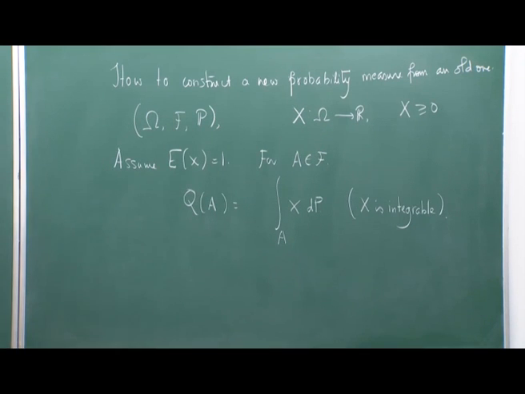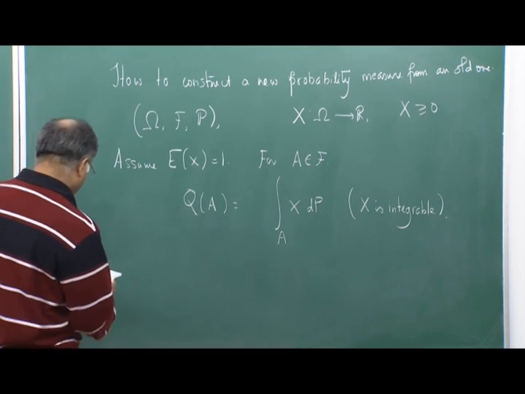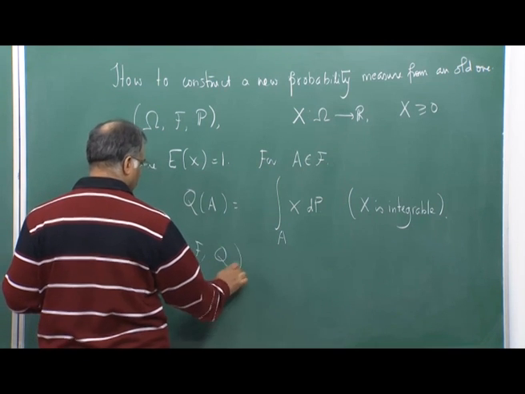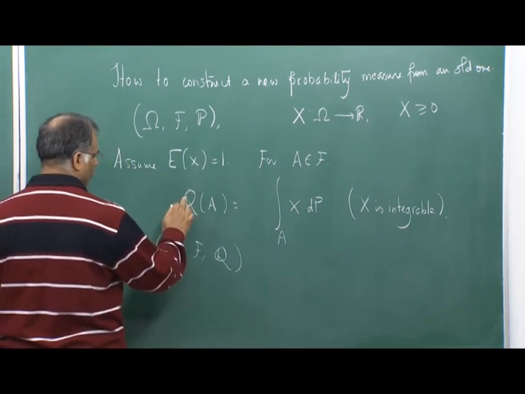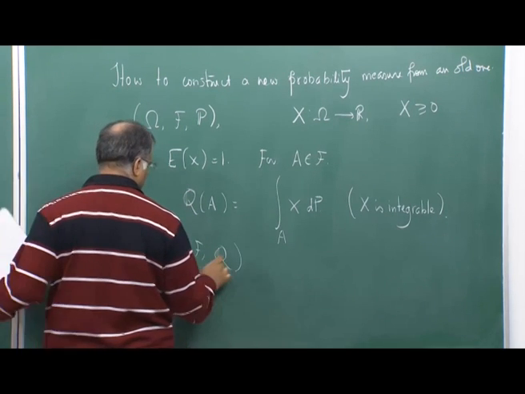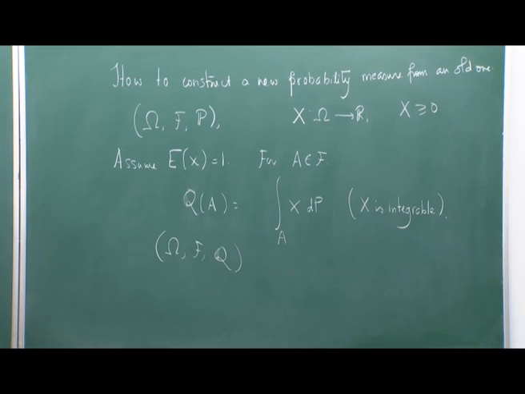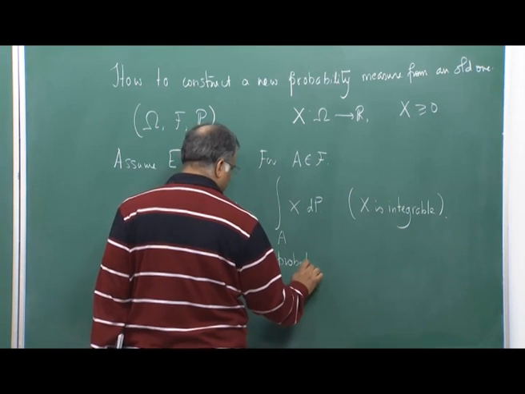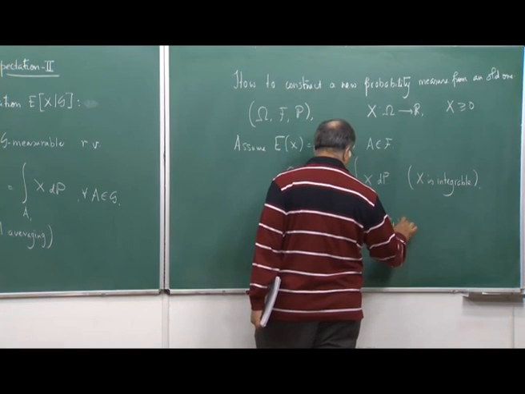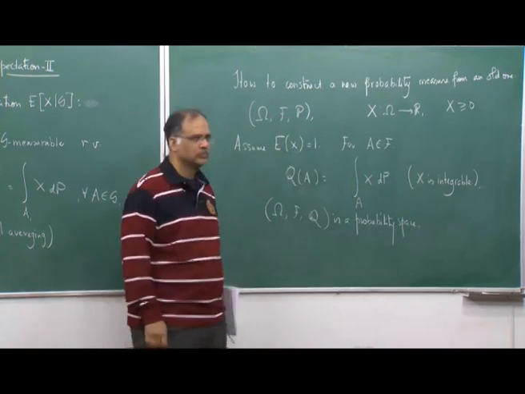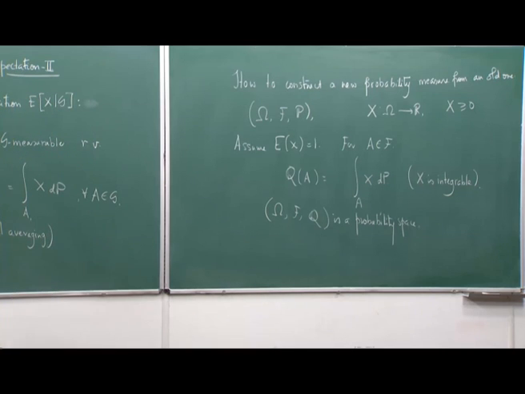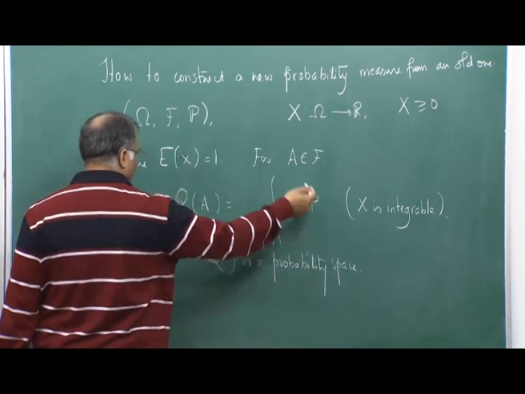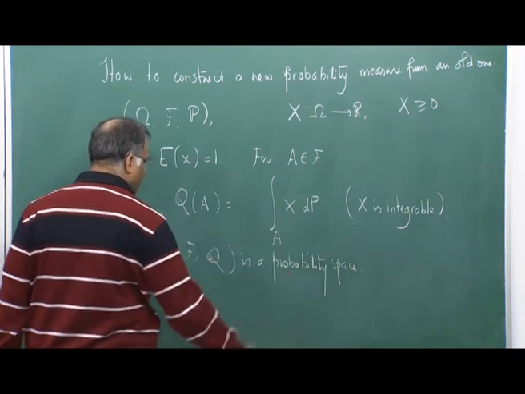Then this Q generates a new probability measure. So, this Q is a probability space. That is absolutely fundamental. So, given a probability measure, I can construct a new probability measure in the following way.